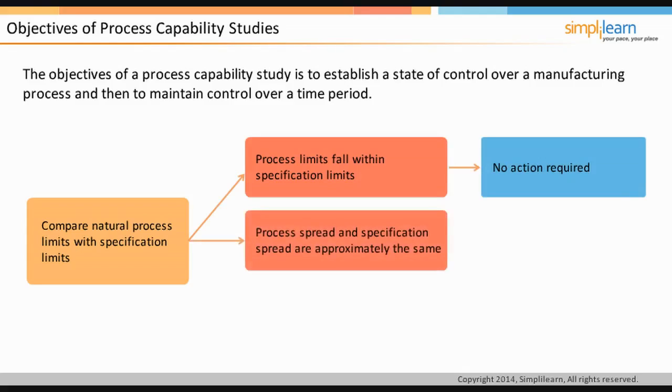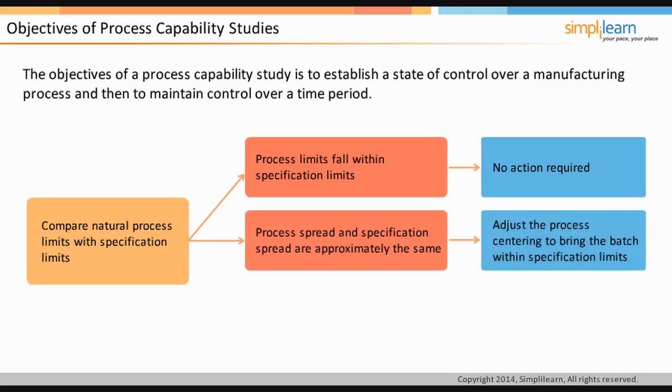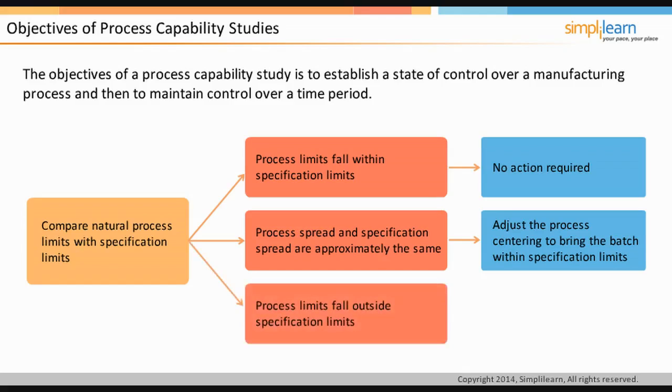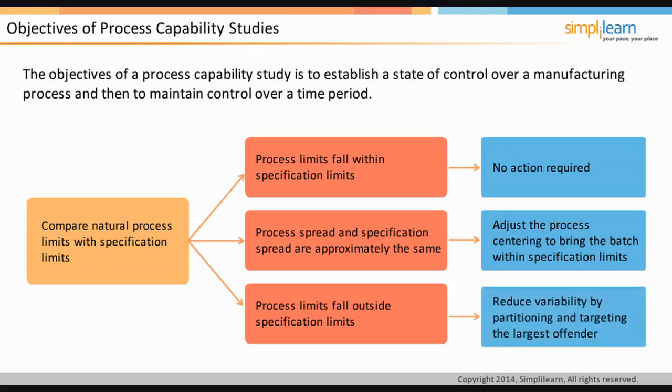The second possibility is that the process spread and the specification spread are approximately the same. In this case, the process is centered by making an adjustment to the centering of the process. This would bring the batch of products within the specifications. The third possibility is that the process limits fall outside the specification limits. In this case, reduce the variability by partitioning the pieces of batches to locate and target the largest offender. A design experiment can be used to identify the primary source of variation. In the following screen, we will learn about identifying characteristics in process capability.